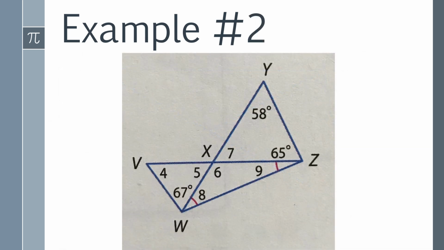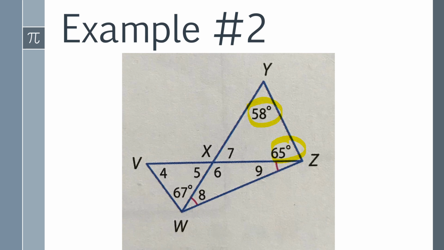Now we take a look at example number 2 here, and there's quite a bit going on, and we've got a number of angles, but let's work out what we can and see what we can come up with here, right? So I know two angles in one triangle. These two right here. I've got this 58-degree angle and this 65-degree angle.